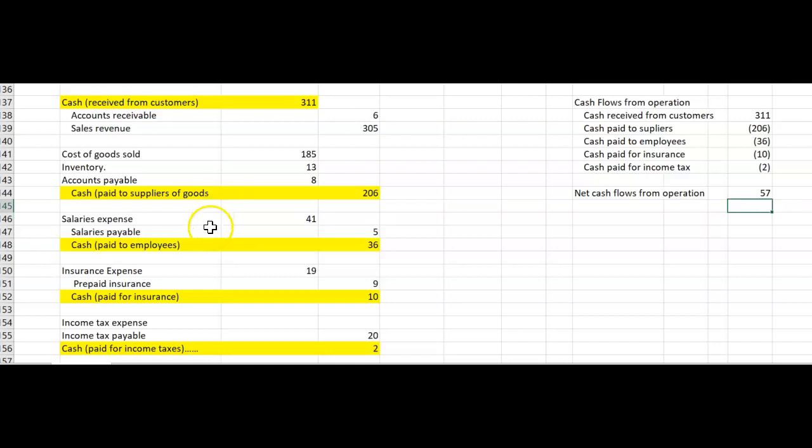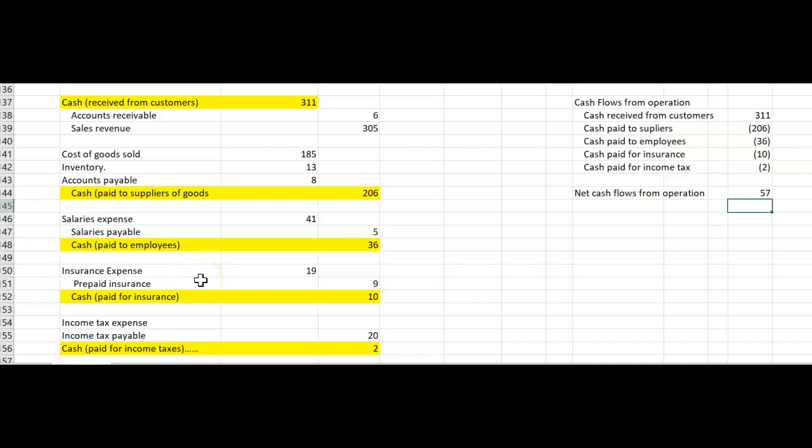The next one is cash paid to employees. So to calculate that, you would look at the salaries expense on the income statement for 41. You would look at the change in the indirect cash flows, and we see for salaries payable an increase of 5, so we would credit salaries payable for 5. So cash paid to employees would be $36.